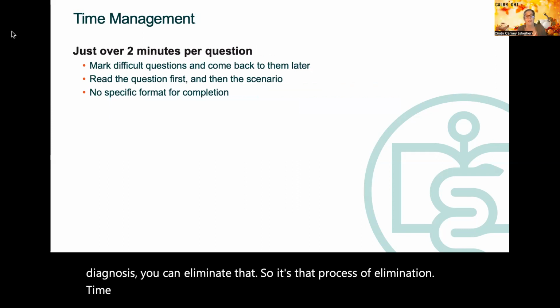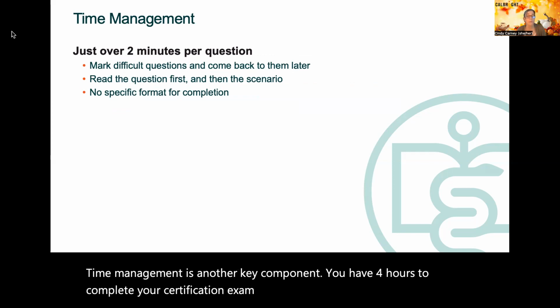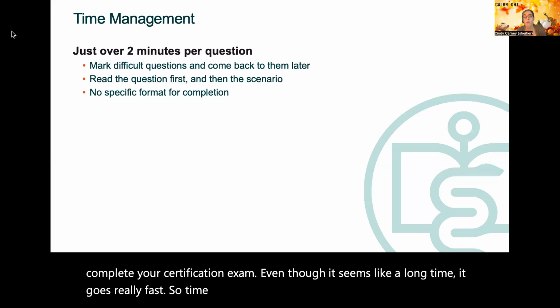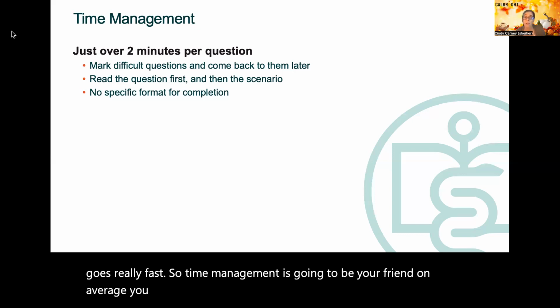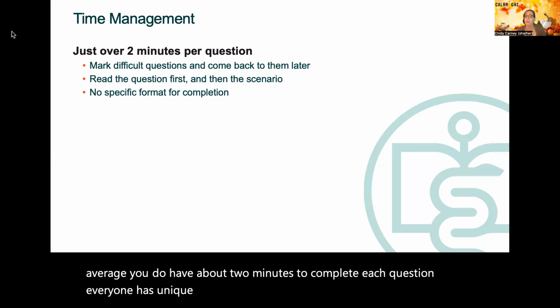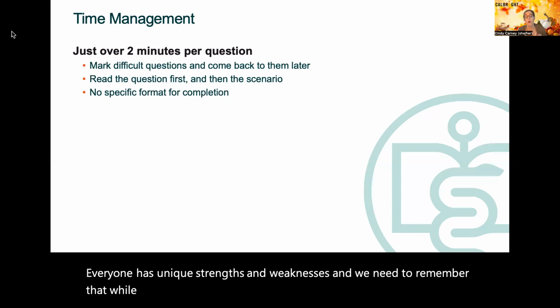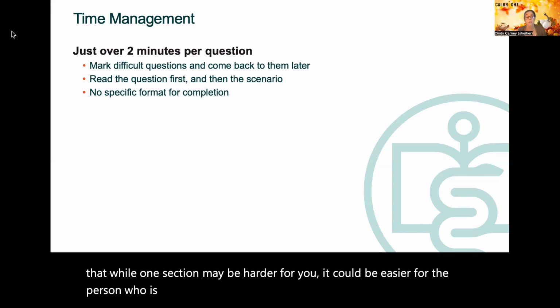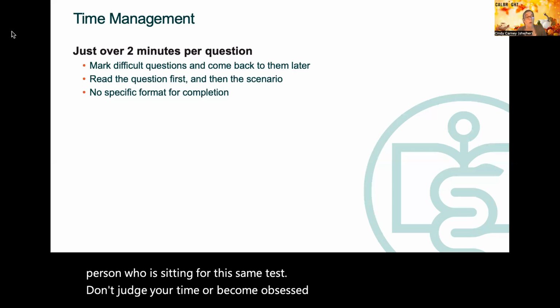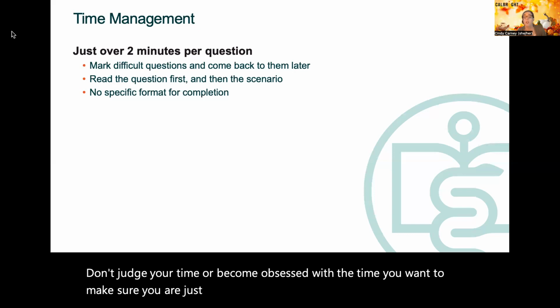Time management is another key component. You have 4 hours to complete your certification exam. Even though it seems like a long time, it goes really fast. So time management is going to be your friend. On average, you do have about 2 minutes to complete each question. Everyone has unique strengths and weaknesses, and we need to remember that while one section may be harder for you, it could be easier for the person who is sitting for this same test. Don't judge your time or become obsessed with the time. You want to make sure you are just focused on answering the questions.